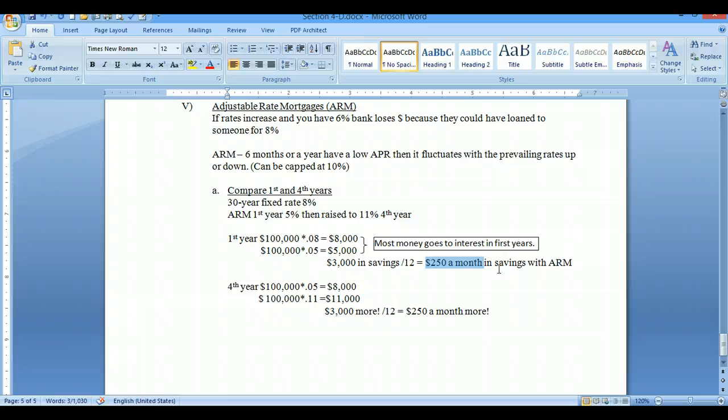But when the fourth year occurs, this should be an 8. The fixed rate mortgage is 8%. So it's still $8,000. And it's kind of nice to know that that's what you should expect every time. In the fourth year with the adjustable rate, you have 11%, which is $11,000, which means you end up spending $3,000 more than the fixed rate mortgage. Divide that by 12 and you end up paying $250 more every month.